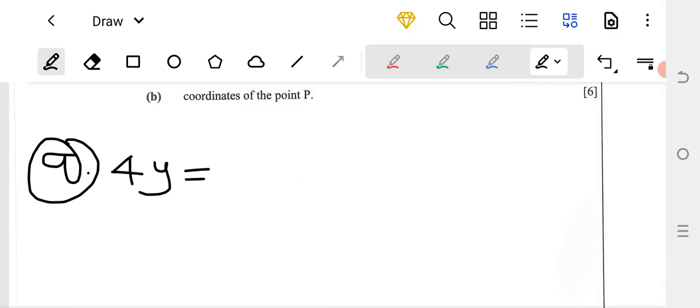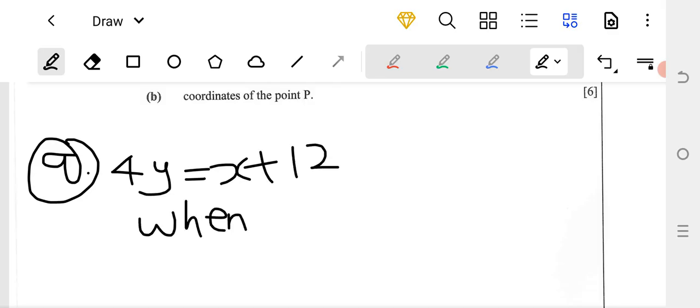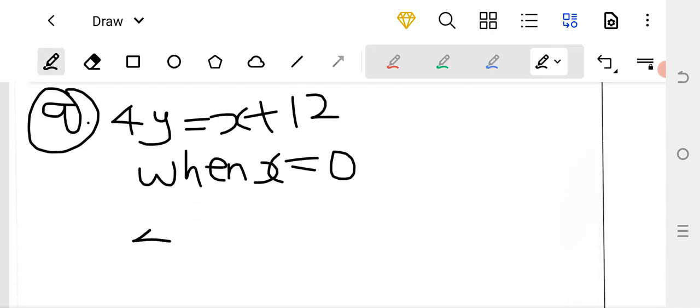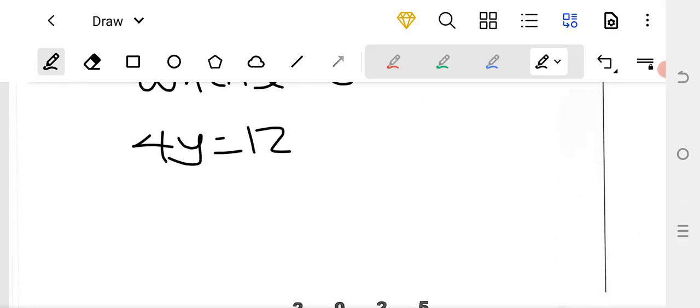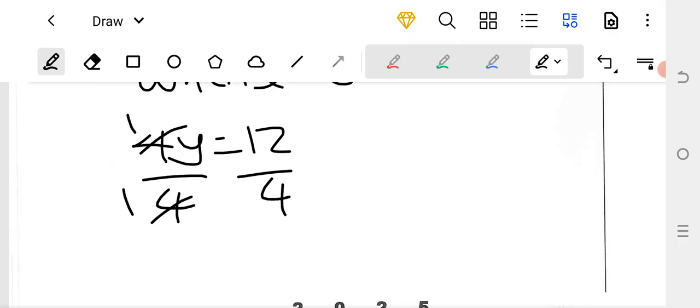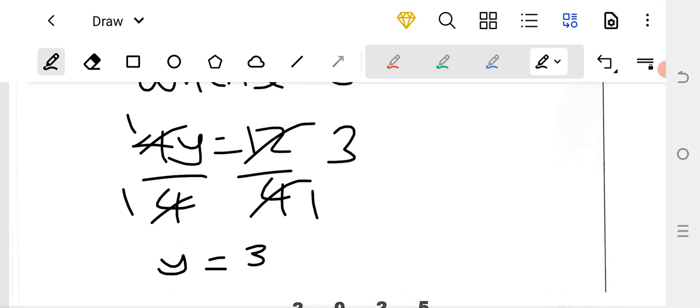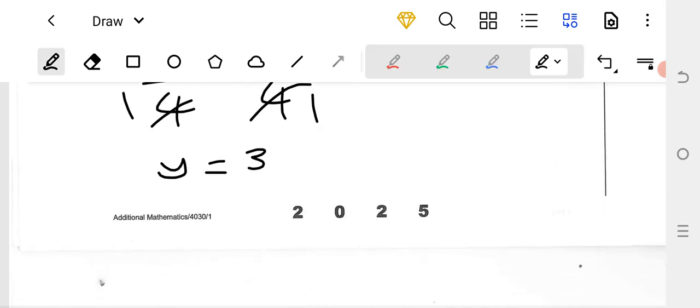y is equal to x plus 12 when x is equal to 0. 4y is equal to 12. You divide by 4, you divide by 4, 4 can go into itself, a 1, 4 can go into 12 3 times. y is equal to 3. Therefore, the point S is (0, 3).